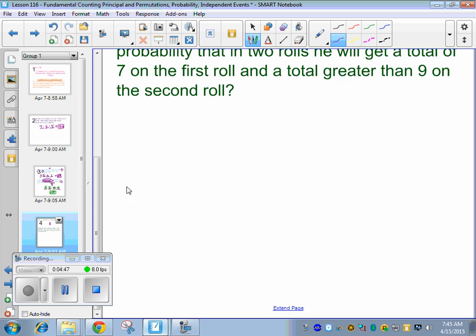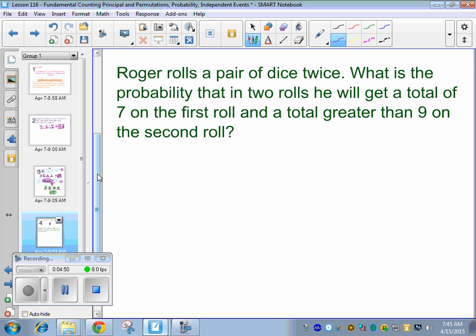Roger rolls a pair of dice twice. What is the probability that in 2 rolls he will get a total of 7 on the first roll and a total greater than 9 on the second roll? We're combining a couple things here. First, we're rolling 2 dice and adding them together. Whenever you do sum of dice, if you had me last year, I made you write this chart out every single time. Do you remember that? You should definitely write this in your notes.